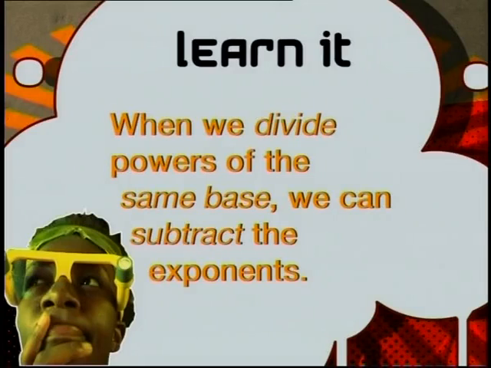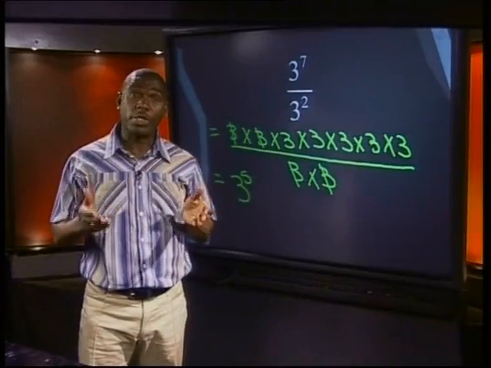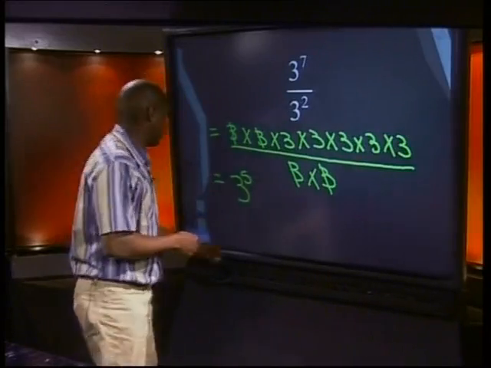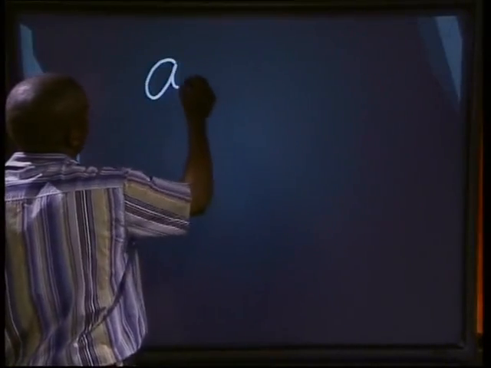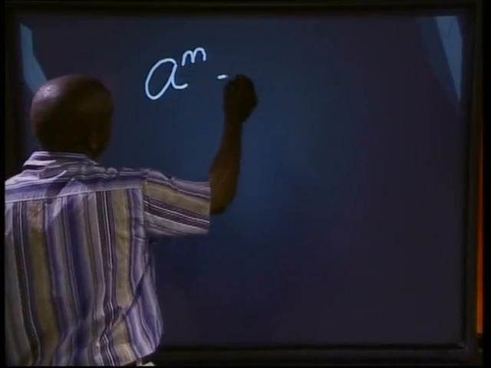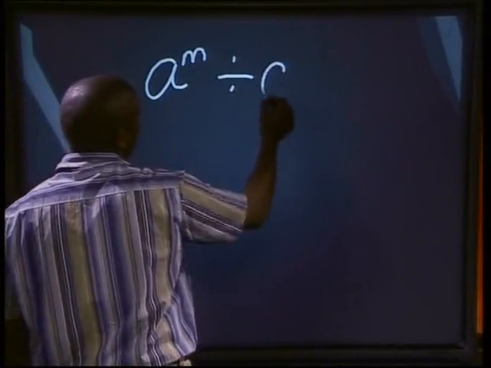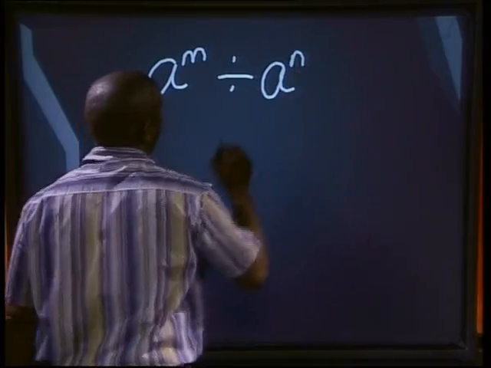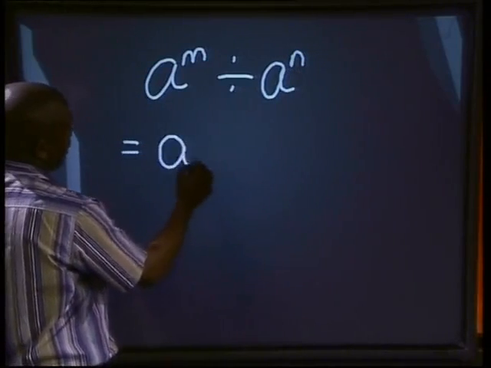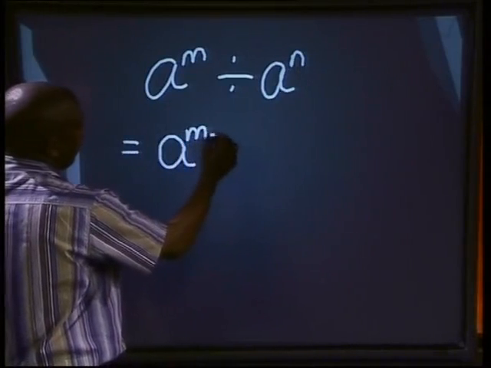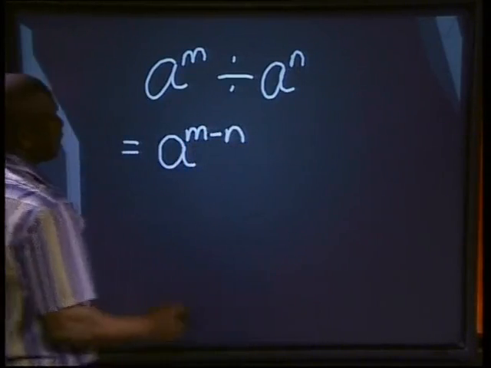We now know the law of division of powers. When we divide powers of the same base, we can subtract the exponents. Let's write this rule as a general statement in letter symbols. A to the power m divided by a to the power n equals a to the power m minus n.